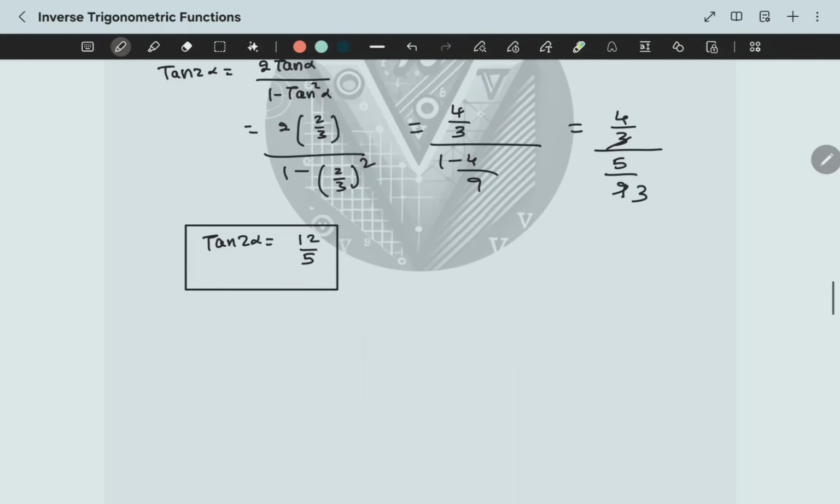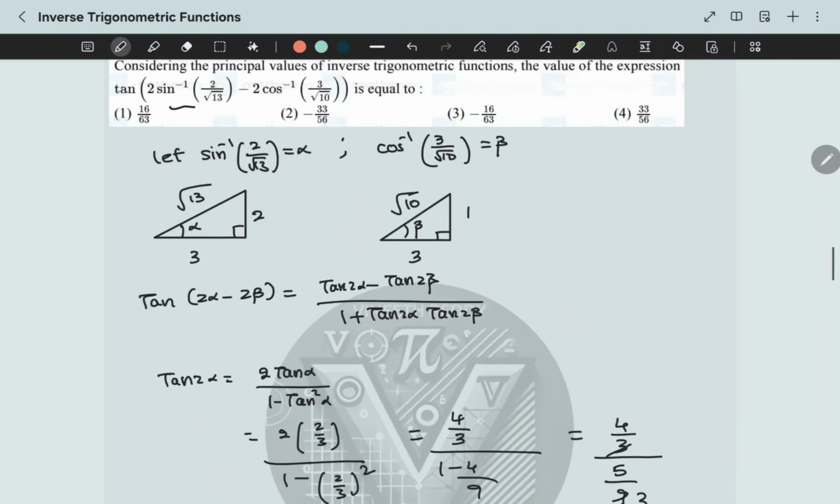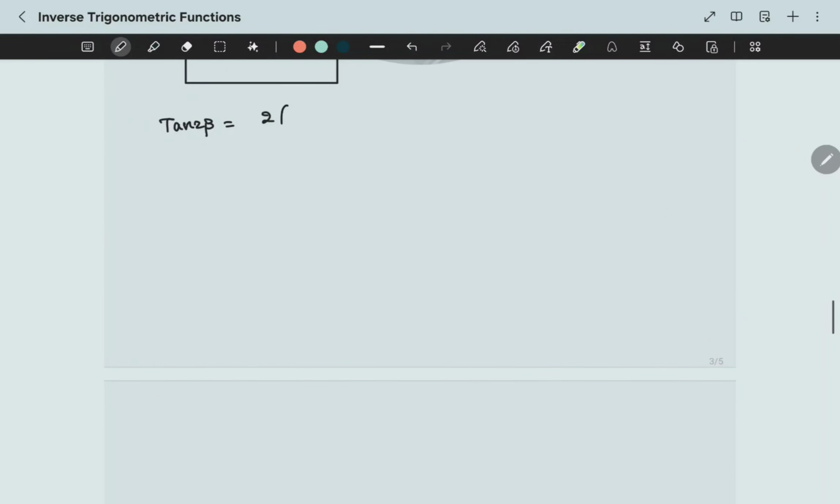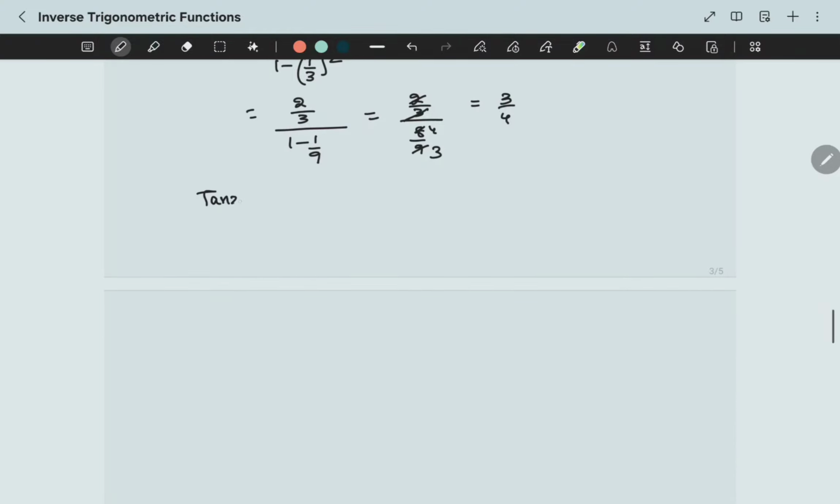Now next is tan 2 beta. So again, tan 2 beta is 2 tan beta, that is 1 by 3, by 1 minus tan square beta. So we get 2 divided by 3 by 1 minus 1 by 9. So 2 by 3 by 8 by 9. So we get 3 divided by 4. Okay. So therefore tan 2 beta is 3 divided by 4.